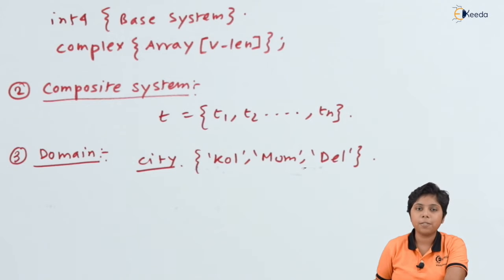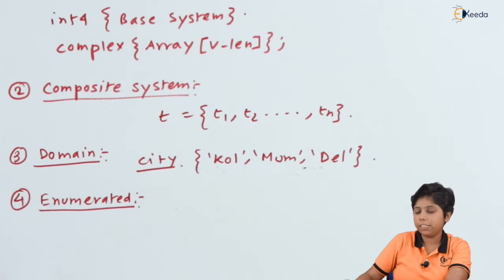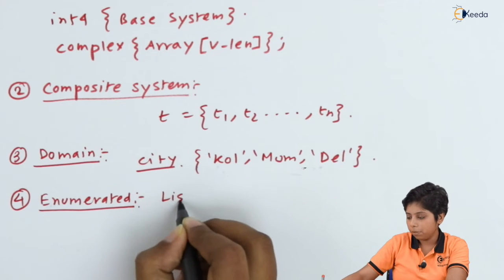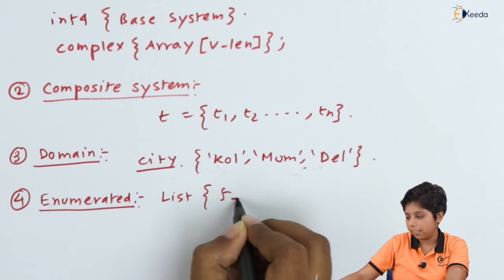So the next type is the enumerated type, which is out of the domain. Now the domain and enumerated types are mostly the same, but the enumerated type has one difference, that it is a fixed length list. So now my list becomes of fixed length.